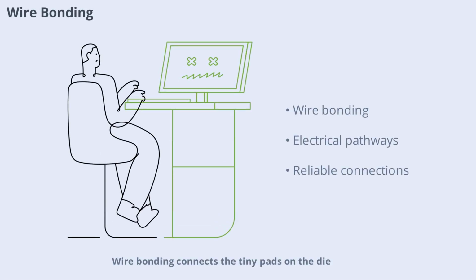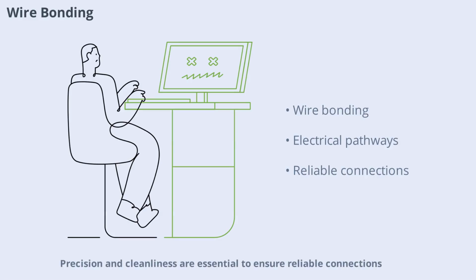Wire bonding connects the tiny pads on the die to the leads of the package using ultrafine wires, often made of gold or aluminum. This step creates the electrical pathways that allow the chip to communicate with other components in a device. Precision and cleanliness are essential to ensure reliable connections.